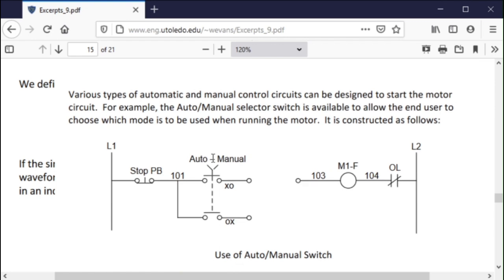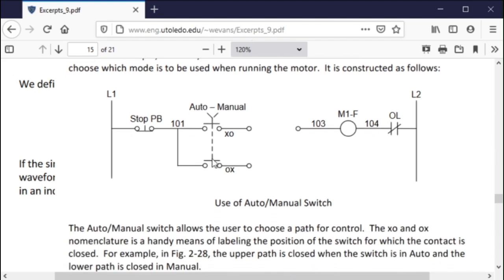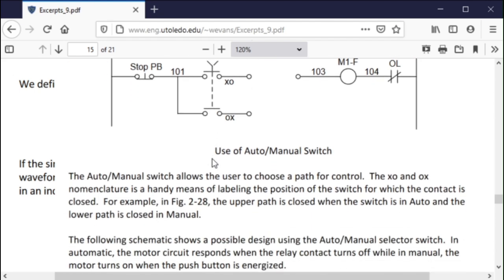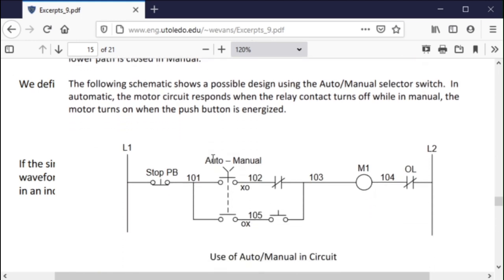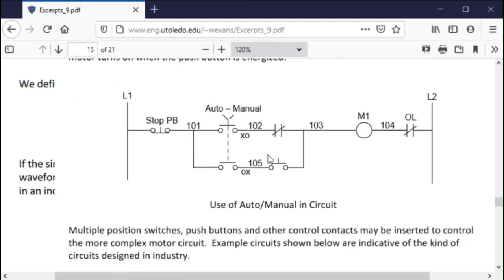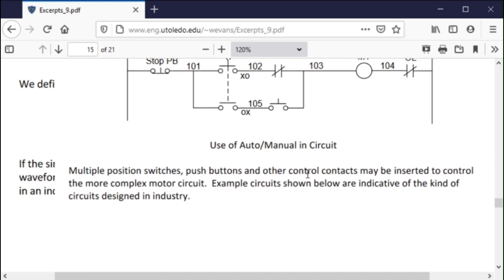So here are some examples of selector switches that would give you the ability to go between modes. There's some ideas of how to hook a circuit up so that you can actually be in auto or manual, and do something in auto and do something in manual, and away you go.